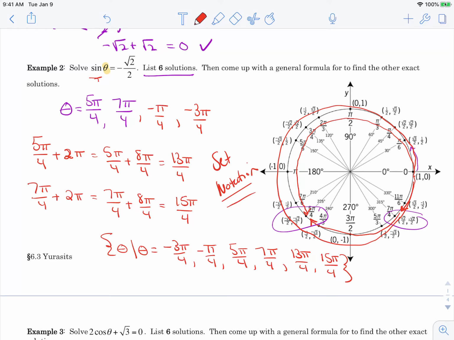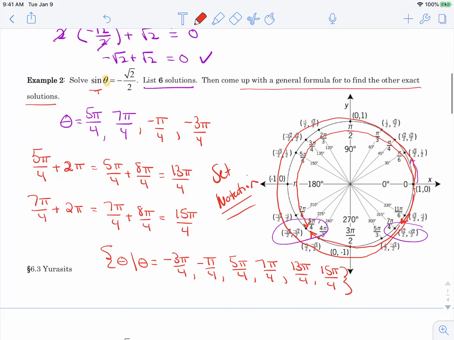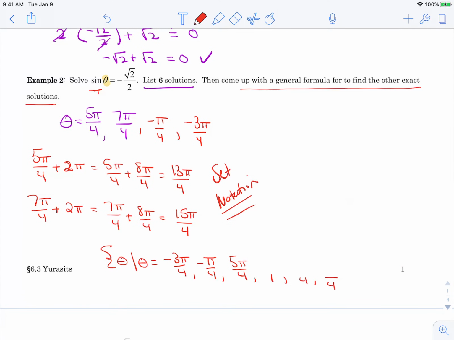But it says, then come up with a general formula to find the exact solutions. So I could find every single solution out there in the world. I'm going to go ahead and get rid of this, if it will let me cut. Okay, let me rewrite these things.